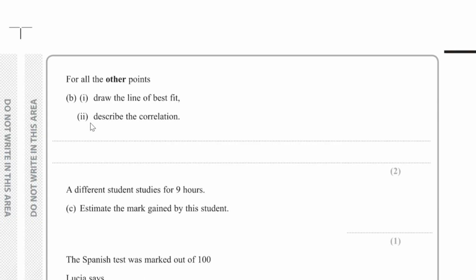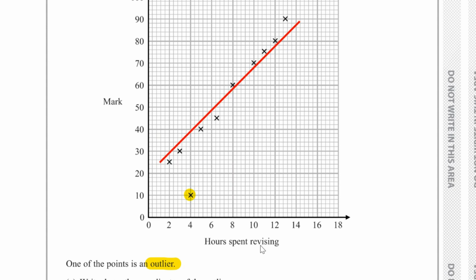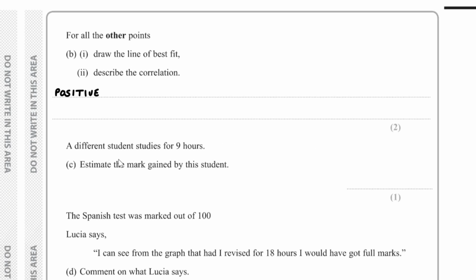And now, for the next part, we have to describe the correlation. Well, if we take a look at the graph, you can see the more hours we spend revising, the higher the mark, and therefore as one variable increases, the other variable increases. We therefore have, of course, a positive correlation.